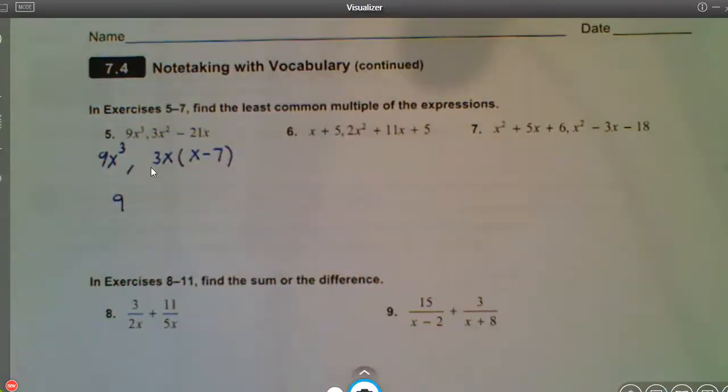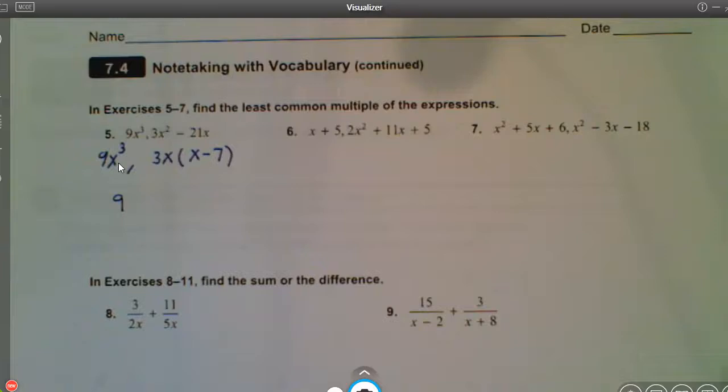So the one common mistake students often make on this is their answer will be 3 because they're trying to figure out what goes into these numbers, instead of looking bigger and saying, what can these go into, right? So I'm trying to find a number that both 9 and 3 can go into. That's my common multiple. Now I'm going to take a look at the x's.